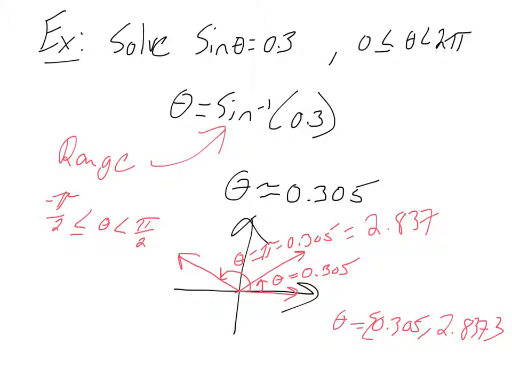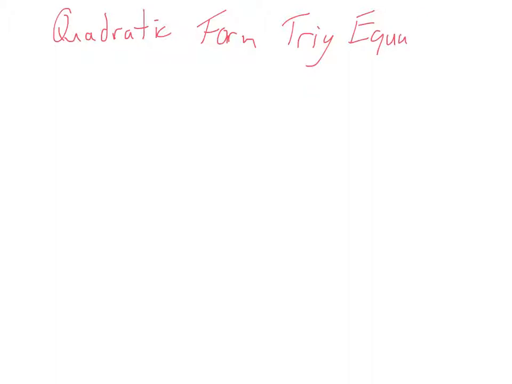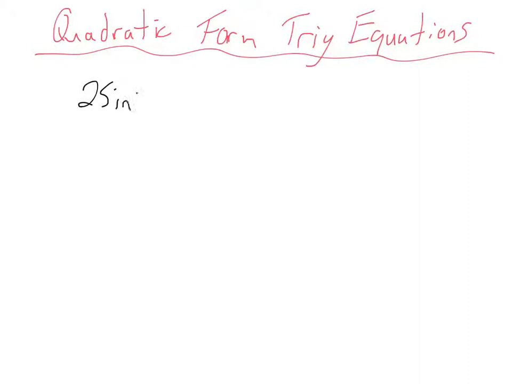All right, so sometimes we have really weird trig equations that are what we call quadratic form trig equations. So for instance, if I had the equation 2 sine squared theta minus 3 sine theta plus 1 equals 0.